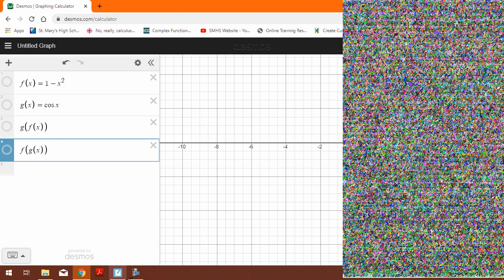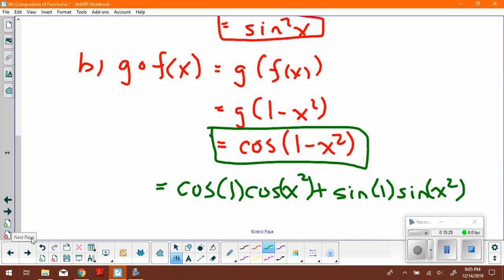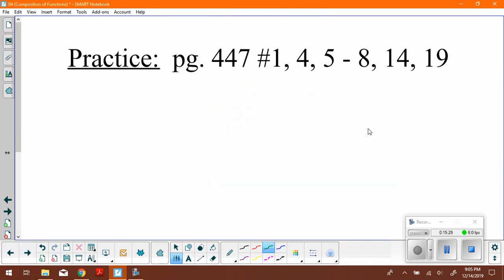So that's it for the lesson, just about the technique part. There's some practice work that you can work on, or of course you could be working on the assignment that you got earlier in the week.